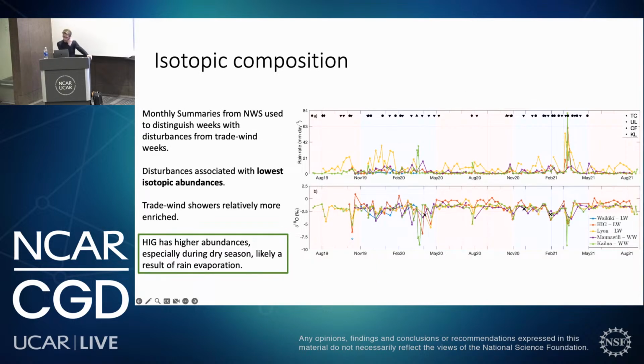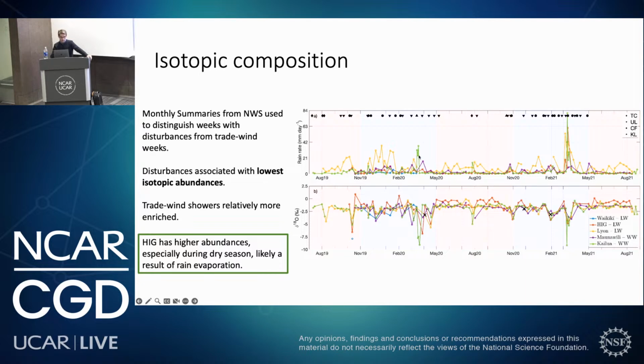We could also look, not at averages, but at time series of the isotopic compositions. And as we've seen before, this is a time series of rain rates for the first 2 years of the collection. And these are the isotopic compositions. And one thing I wanted to point out is simply the large variations that we have during the wet season.